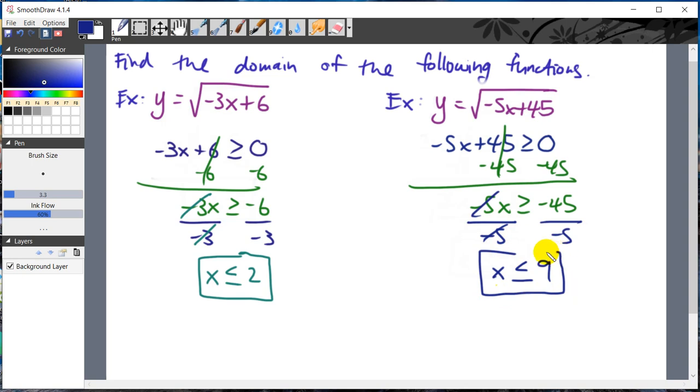And there we go. These are the x values that would make this true. If you choose x values outside the boundary, that's where you get imaginary answers.